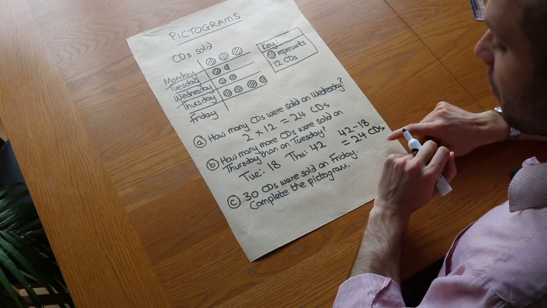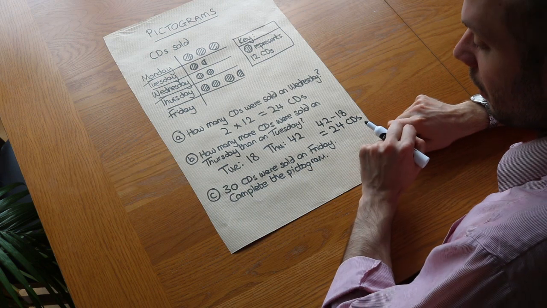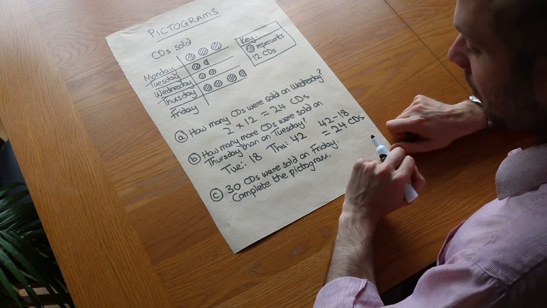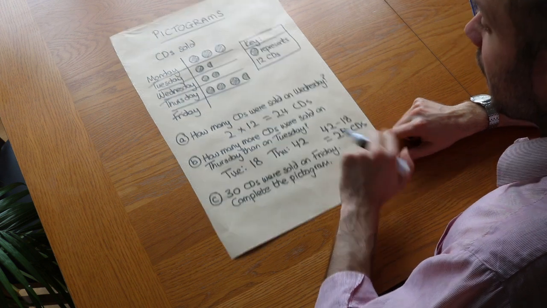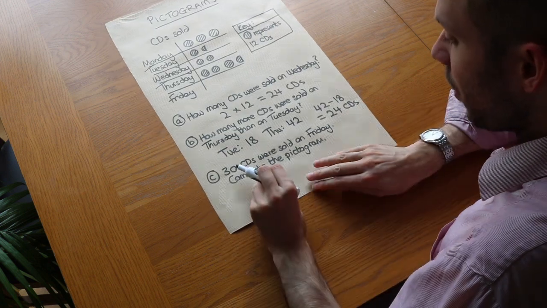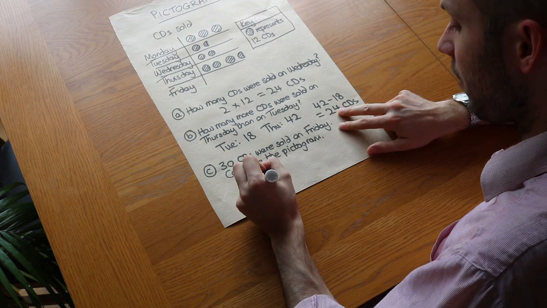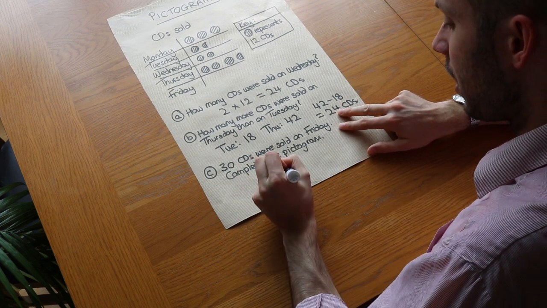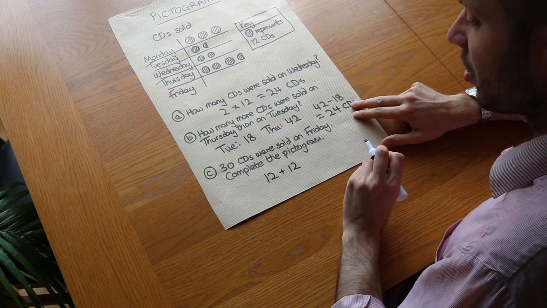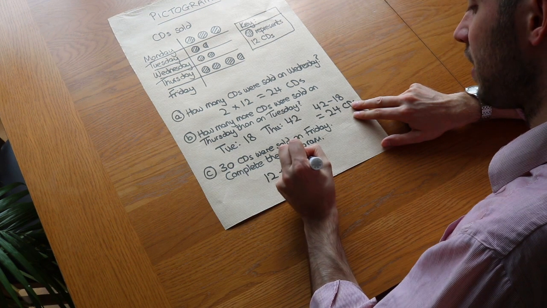Now finally, they sometimes want you to complete the pictogram when they give you the number of CDs. In this case, we've got 30 CDs were sold on Friday, complete the pictogram. Now we know each blob is worth 12. So we've got to think how many lots of 12 go into 30. Well, if we have 1 lot of 12, that's going to be 1 blob, plus another lot of 12. We're up to 24 so far. That's going to be 2 blobs. How much have we got left to make up? We've got 24 so far. We need another 6, don't we?